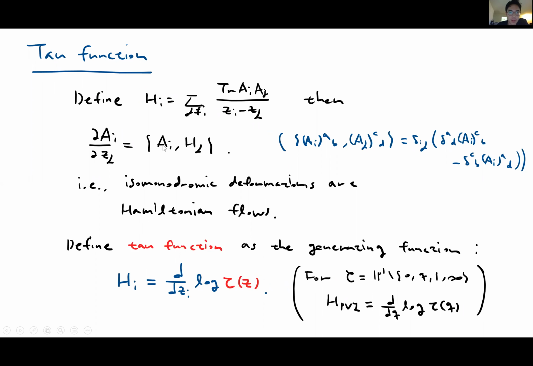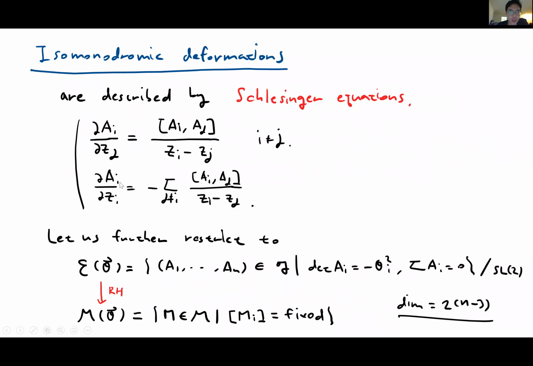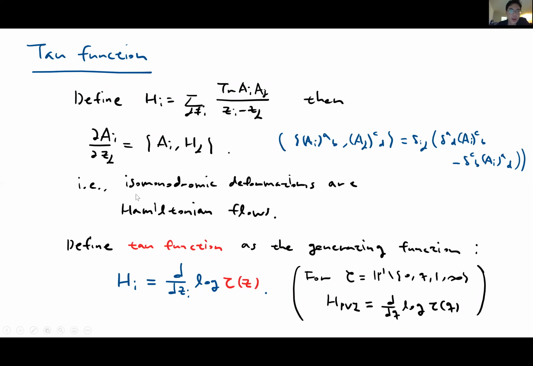Here, by the way, the bracket is defined by the Lie-Poisson bracket written here. If I just compute this explicitly, this bracket of A_i and H_j, I reproduce the Schlesinger equation that I introduced in the previous slide. In other words, the isomonodromic deformations are the flows defined by this Hamiltonian.